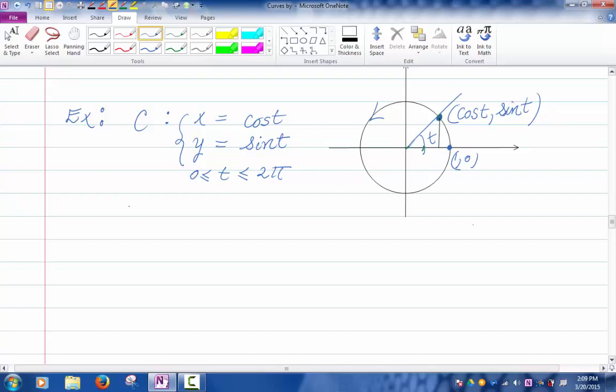So now, t goes from 0 to 2 pi, so t goes over a full revolution. As t goes from 0 to 2 pi, you get all the points on the unit circle. Is everybody okay? So I know that in this case, I am getting the entire unit circle, so C is the entire unit circle.